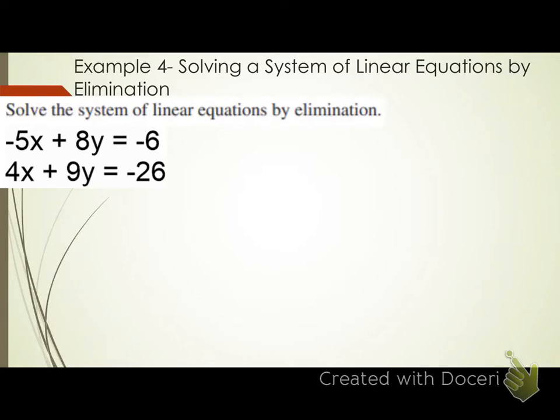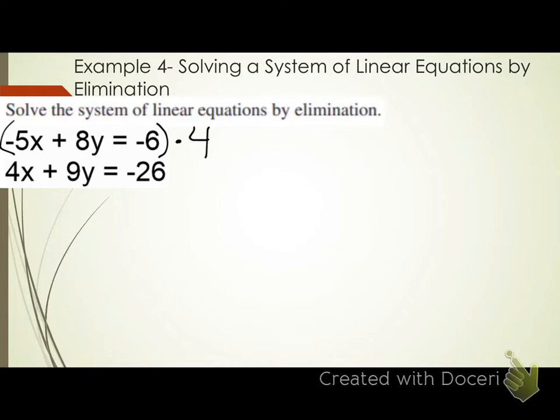4 and 5. So which variable are we going to eliminate here? X. Could I eliminate y if I wanted to? Yeah, I could. Doesn't matter which one I eliminate. I just like to deal with smaller numbers. That's why I'm multiplying by 4 and 5. If you multiplied by negative 9 and 8, you should get the same answer that we get. Okay? So what are we multiplying the top by?